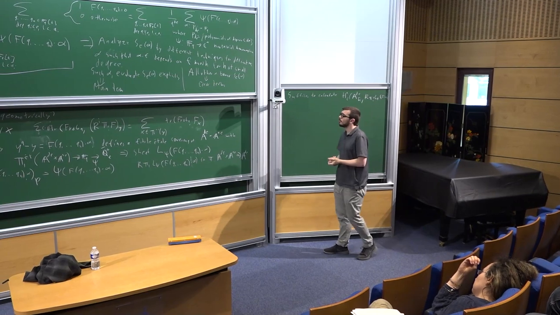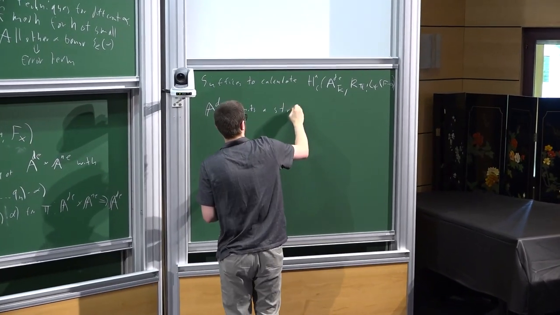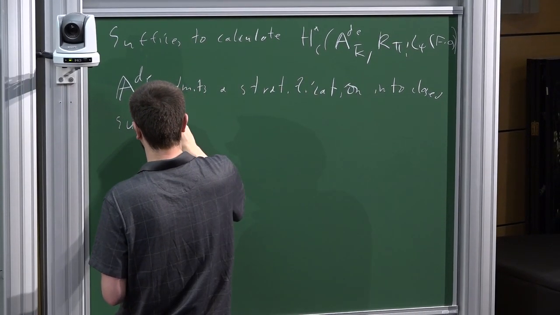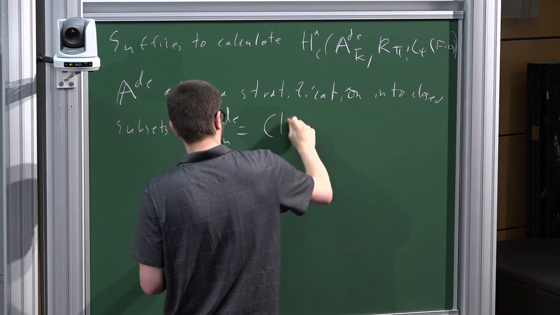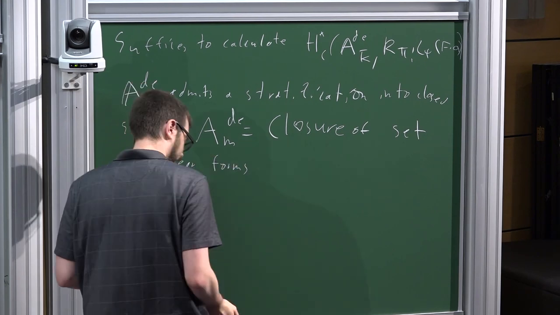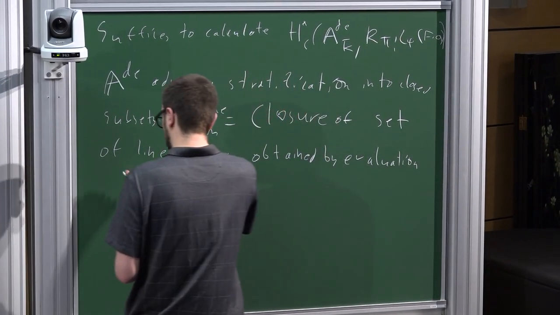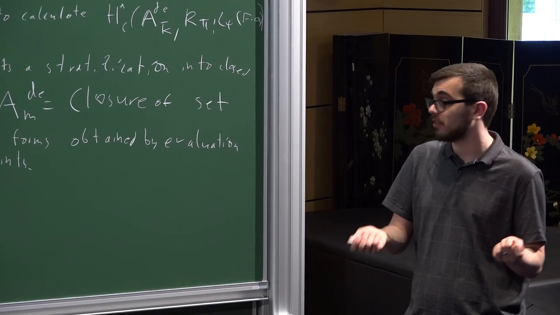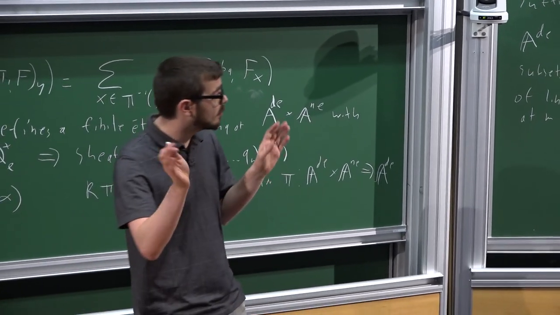And so in particular, there's a stratification. A^D admits a stratification into closed subsets, where A_m^D, one way to express it, is the closure of the set of linear forms obtained by evaluation at m points. So evaluating any point gives you a linear form. Evaluating m points, you can take any linear combination of those linear forms. The set of all linear forms on polynomials you get that way is locally closed, and I'm considering the closure. So maybe my points can collide or go off to infinity.